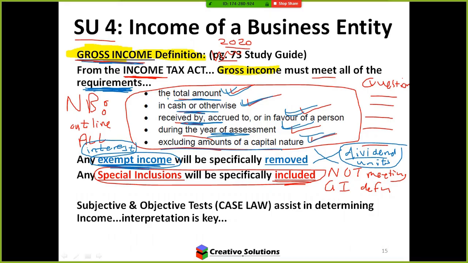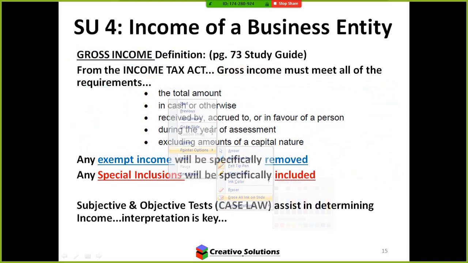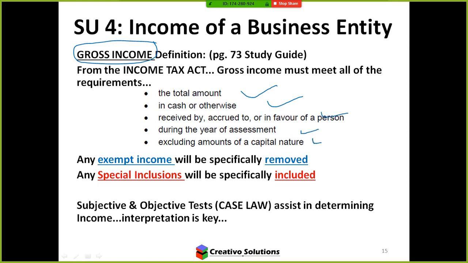Must I include the interest in my gross income? Yes, I do. Gross income definition, it meets everything. But interest is an exempt income amount. Right. So even though it meets the definition of gross income, it can be considered exempt, then you take it out. You still show it though.